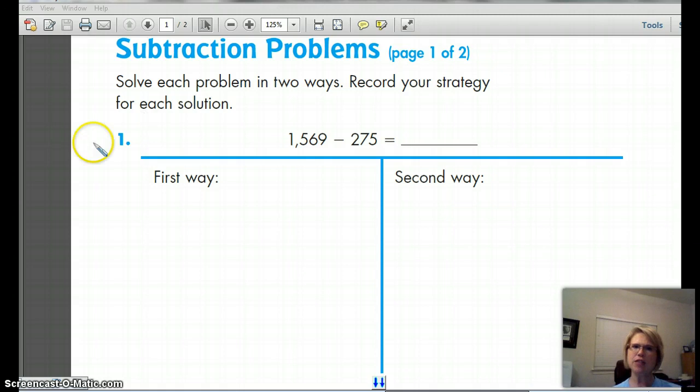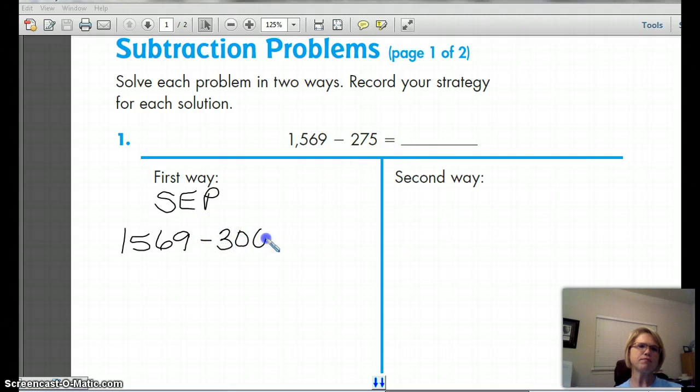I think I'm going to solve a simpler problem. Do you want to see that one? So I'm going to solve an easier problem. Here's what I see. What if I, instead of taking away 275, I'm going to take away 300?